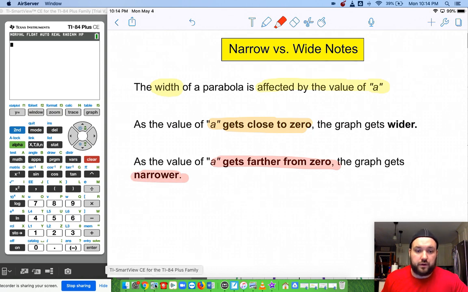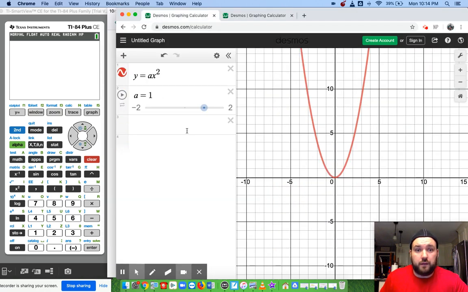Okay, and that's why I wanted to use Desmos to show this real quick. In this other tab right now, the a value, see it just says a.